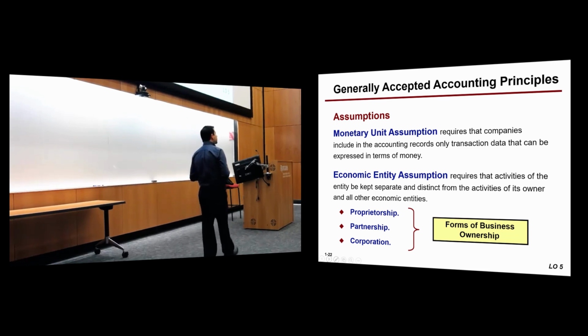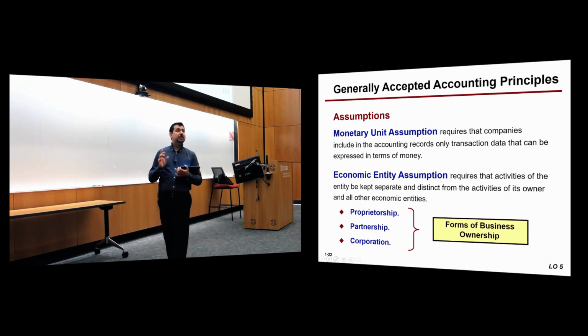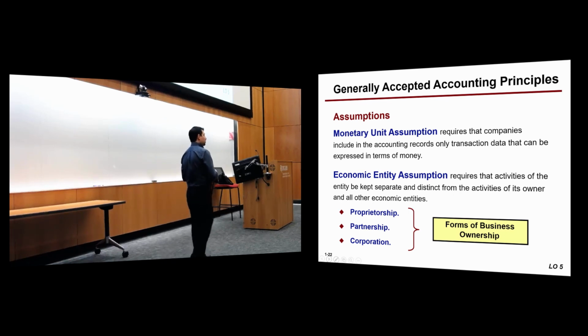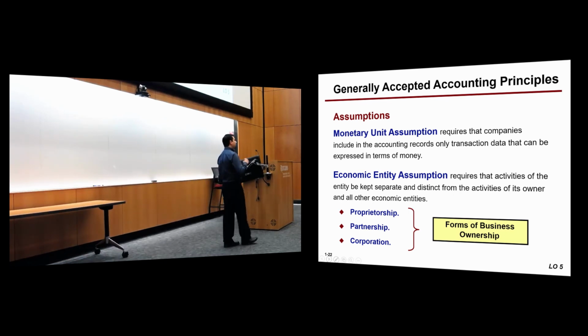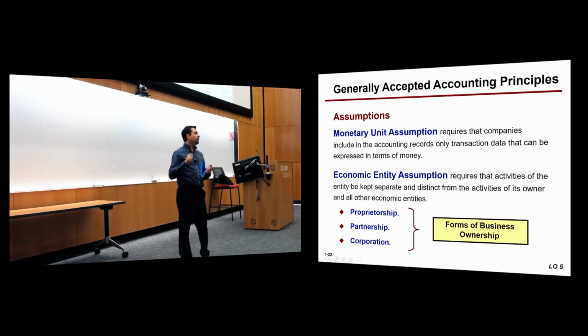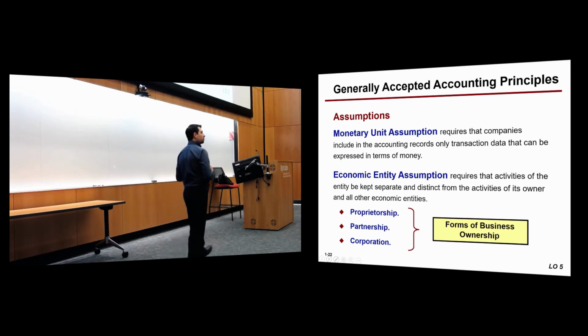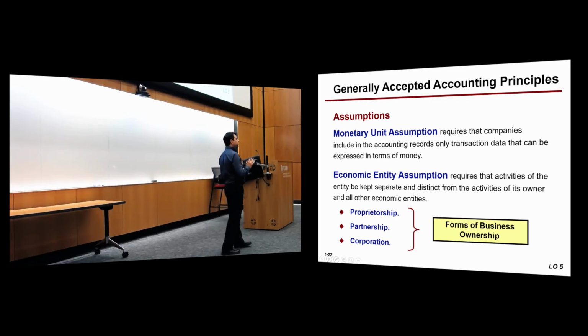The economic entity assumption simply means that whatever your entity is, a company, partnership, etc., it is a separate economic entity from the owners and from other companies. For example, if you have a small law firm with 3 or 4 lawyers, they cannot combine what they buy for their houses and what they buy for the company. Their records should be separate. Each one is a separate entity.